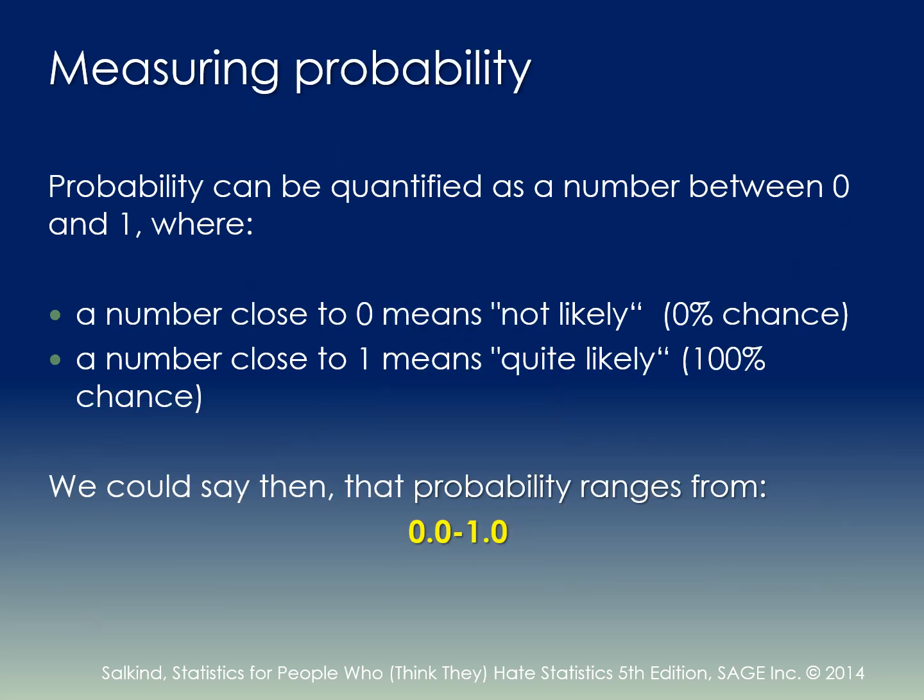Okay, so how do we measure the chance of something or the probability of something occurring? Now, the wonderful thing is we're still using the same values that we used back with reliability and validity. That is to say, it's going to be a value between 0 and 1. So if a probability is 0, the number 0 means not likely, or highly not likely, there's going to be a 0% chance of that event occurring. A number close to 1 means quite likely, or 100% chance or probability of occurring. So we could say then that probability values range from 0 to 1 and everything else in between.